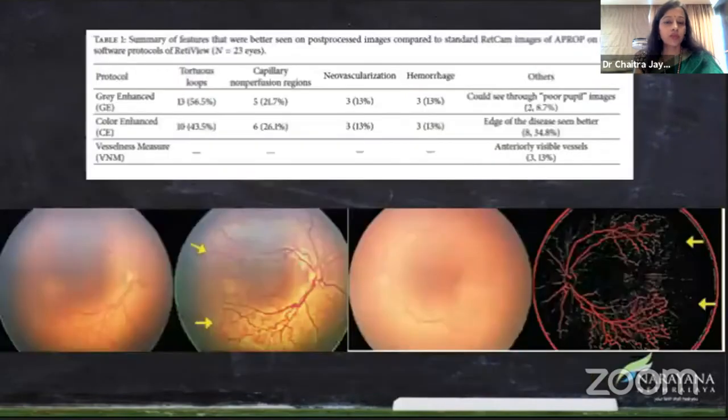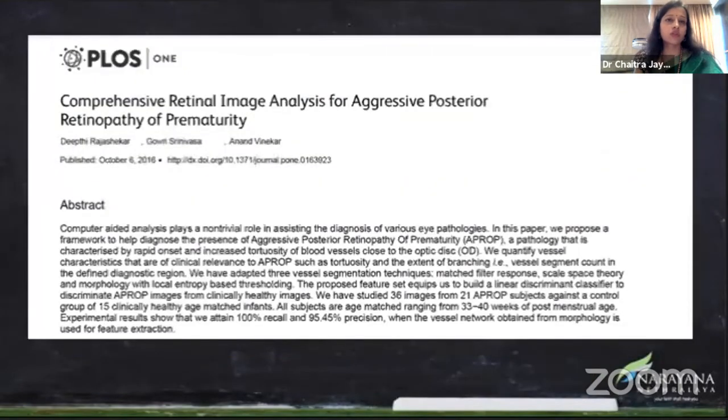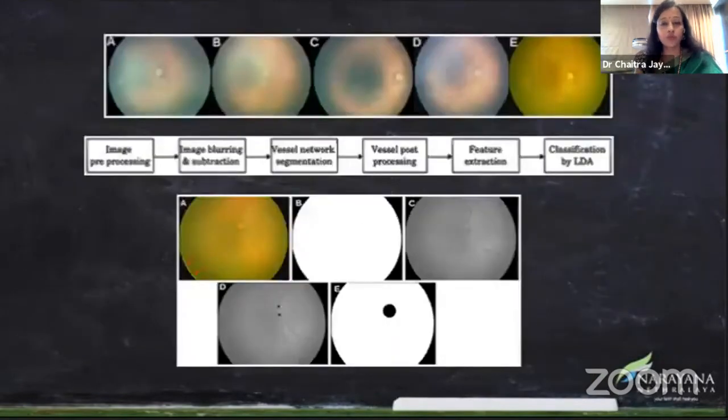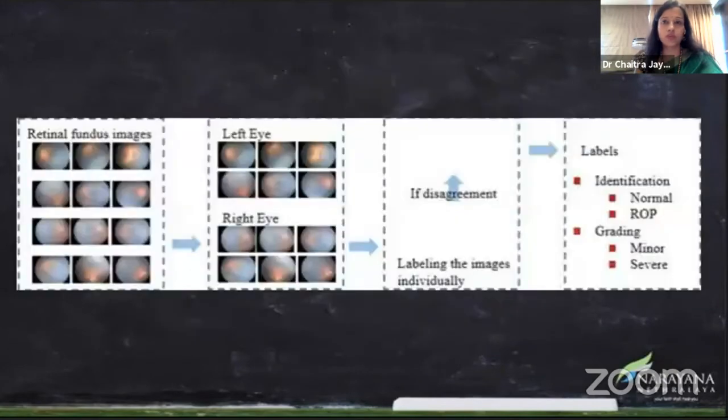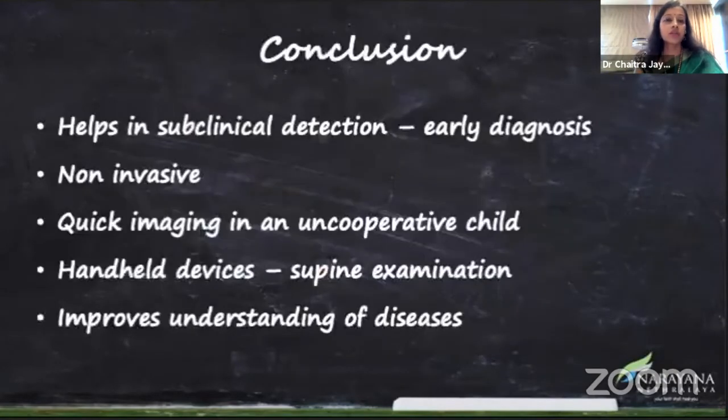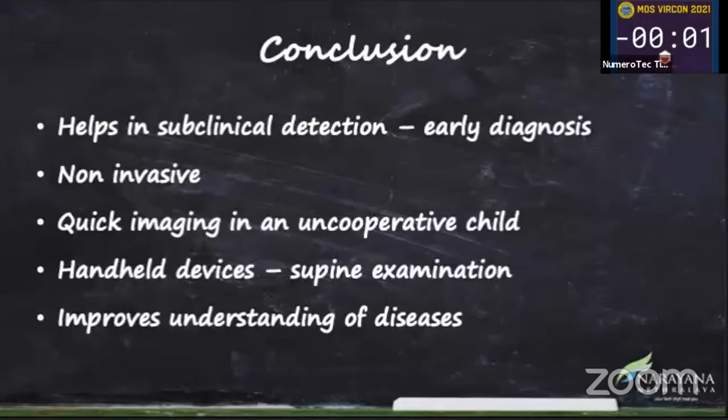So this I will quickly brush through. It is now actually not really much used. We have newer software, so I'm just brushing through these slides. It helps in subclinical detection, it is non-invasive, it's quick imaging in an uncooperative child, and handheld devices are especially useful for supine examination, and it has helped us understand the disease spectrum much better and manage our patients. So these are some of the imaging tools that we're using.